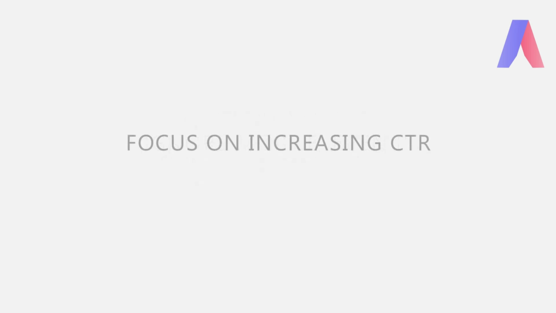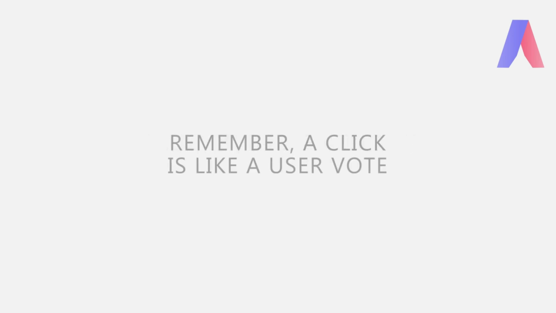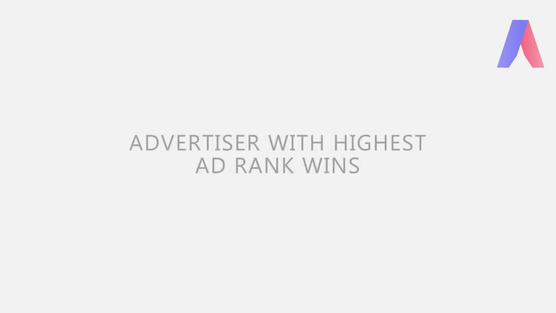So the key here is focus on increasing your click-through rate, period. That's going to give you the best jump and the best quality score. At least that's the low-hanging fruit to try to achieve a high quality score. And I mentioned this before, a click is like a user vote, right? So if somebody clicks on your ad, Google looks at that as a satisfied user already. They've clicked, okay? The more people that click, the higher your click-through rate, and obviously the advertiser with the highest ad rank wins, okay? So the higher click-through rate, you're going to get higher ad rank. Now, how is ad rank calculated?